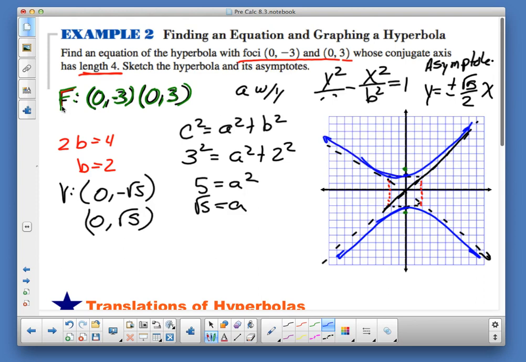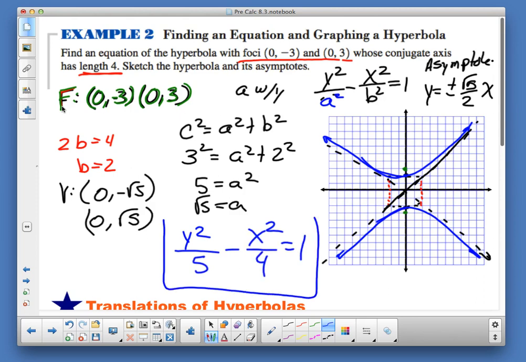My last thing I have to do is recognize I have y squared. That should have been a squared, by the way. My A squared was 5, minus x squared, my B squared is 4, equal to 1. Questions about what we're doing? Does it make sense? Now, the only change we're going to experience is h and k are going to be put in, so no longer are we going to be at 0, 0. I just have two examples left, and these actually go faster.